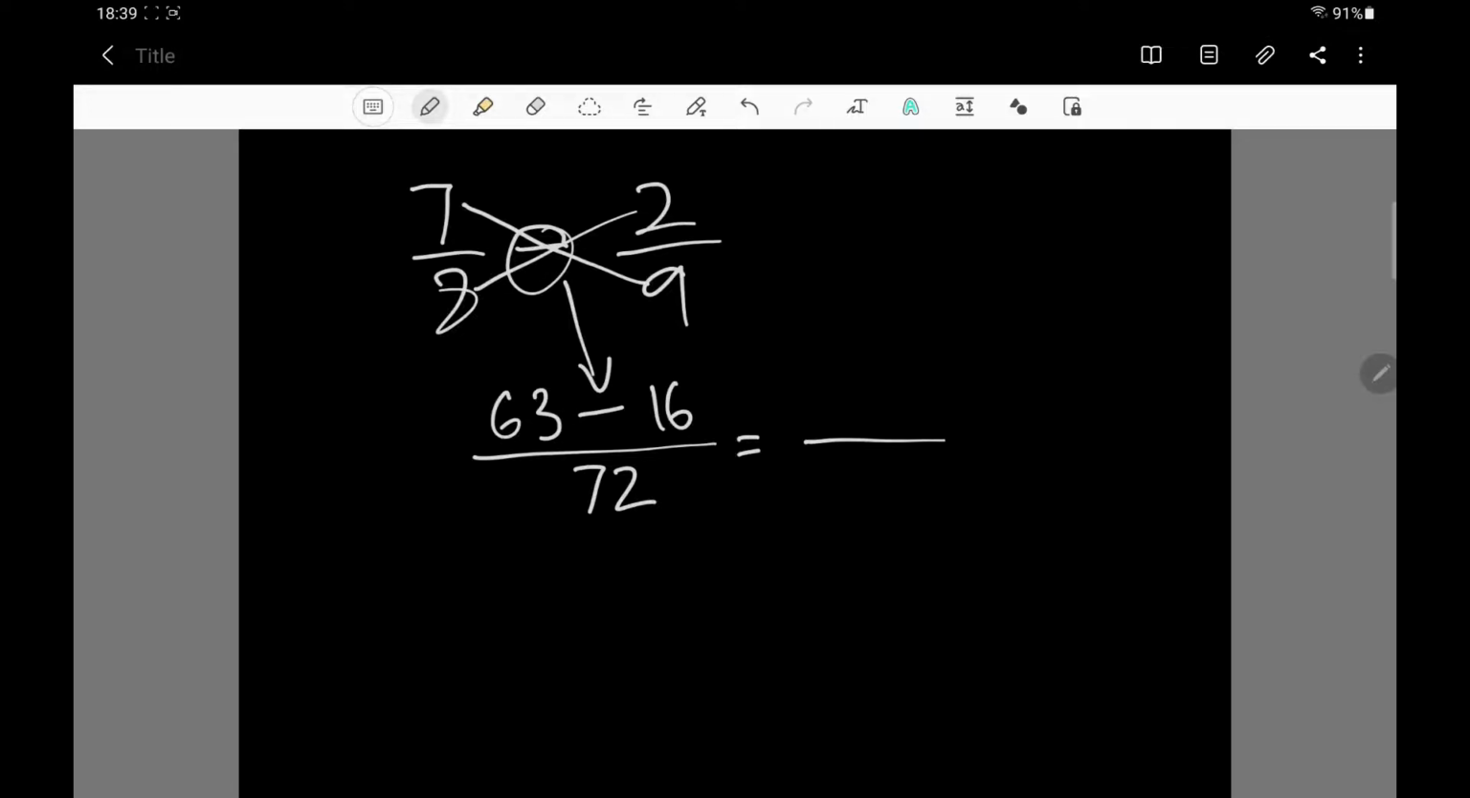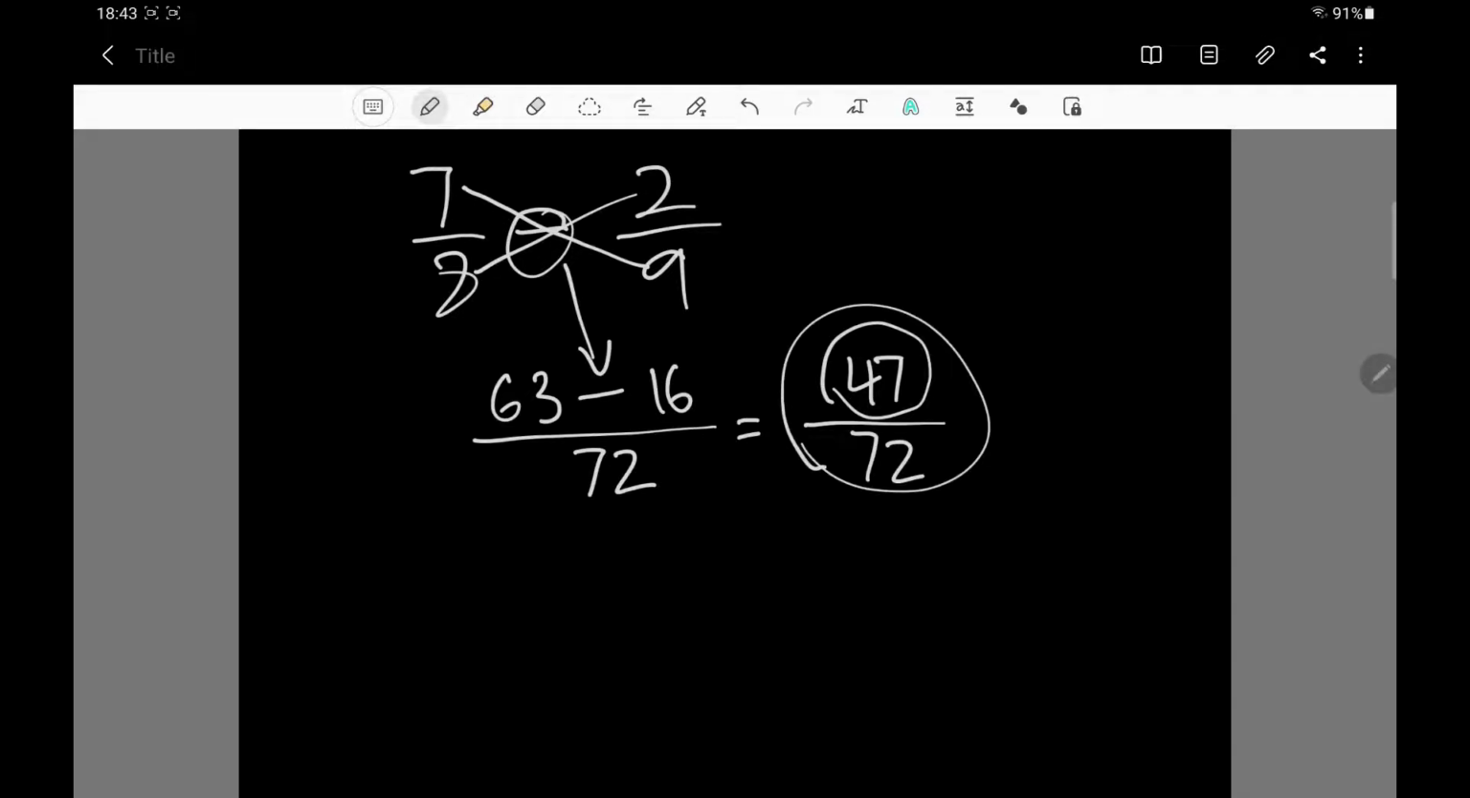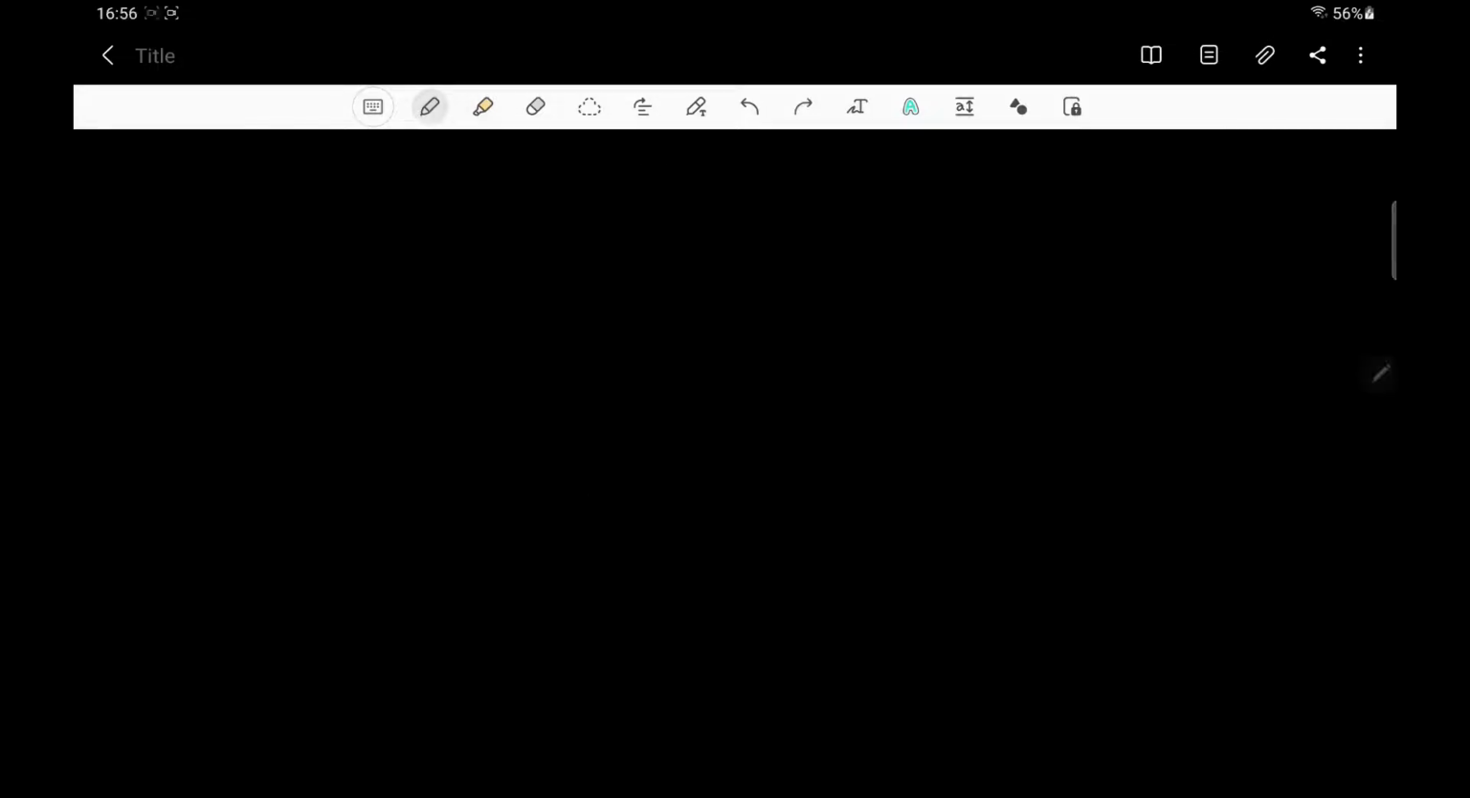Now, what is 63 minus 16? Which is 47 over 72. So 47 is not divisible by 2, nor is it divisible by 3. So the final answer will be 47 over 72. So now you know how to add and subtract two fractions.